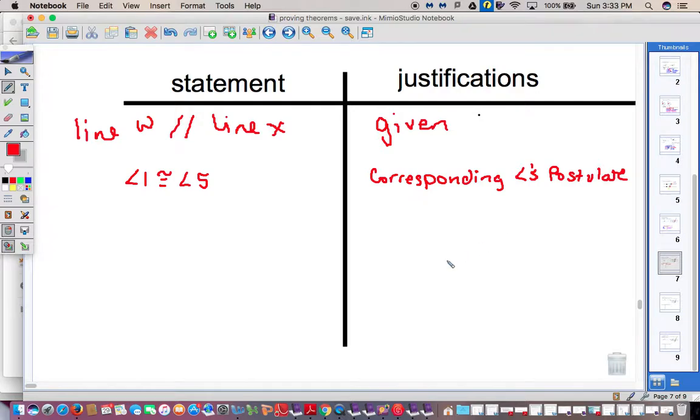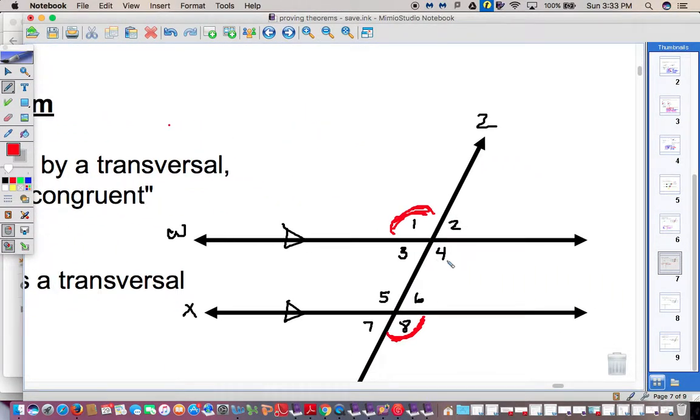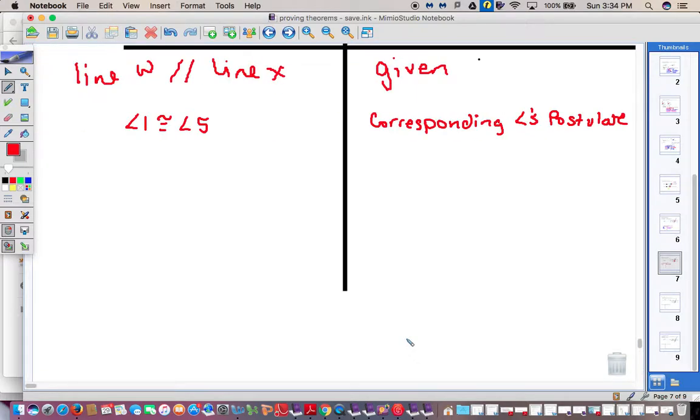Okay, so what we have right now is that angle 1 is congruent to angle 5, and we've said that's by the corresponding angles postulate. Now, what is the relationship between angle 5 and angle 8? Well, we know those are congruent based upon the vertical angle theorem. So we can say in our next step that angle 5 is congruent with angle 8 based on the vertical angle theorem.